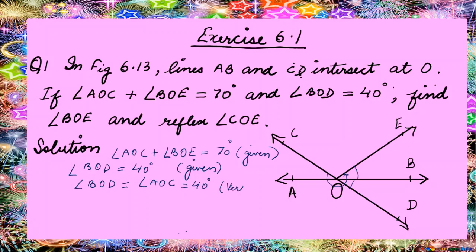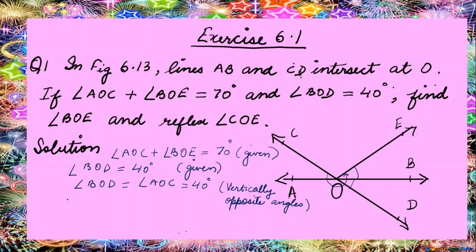That is vertically opposite angles. Yes, you know vertically opposite angles are equal. As you know, AB and CD intersect at O. When two lines intersect, then vertically opposite angles are equal. Then after this, you are given angle BOD.